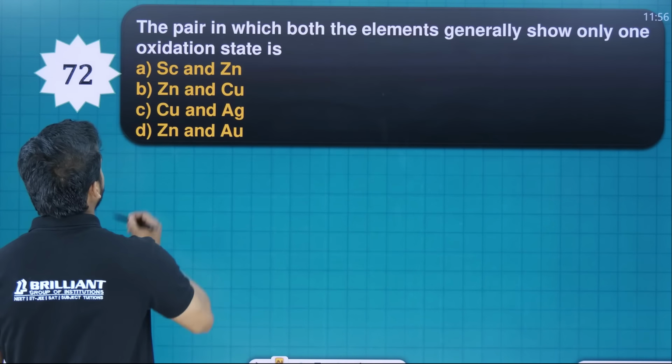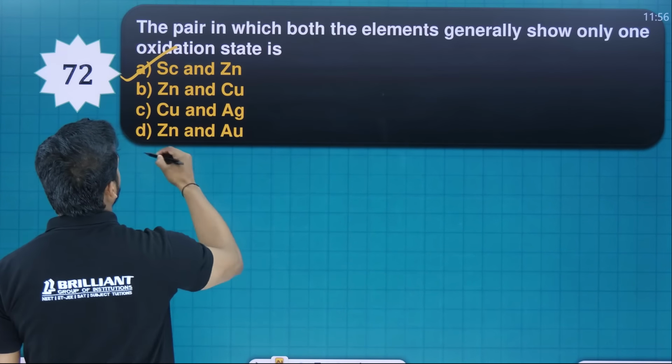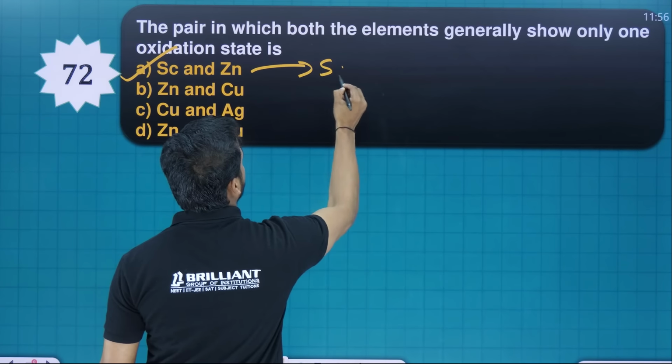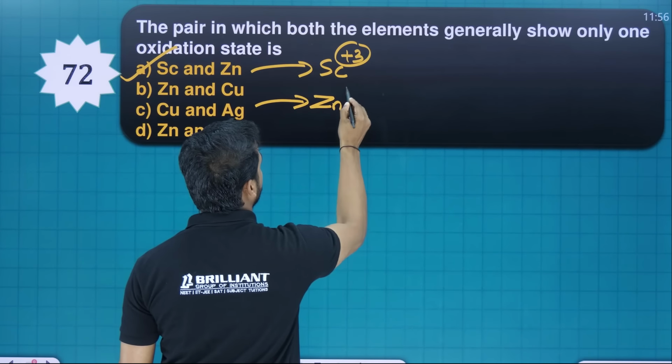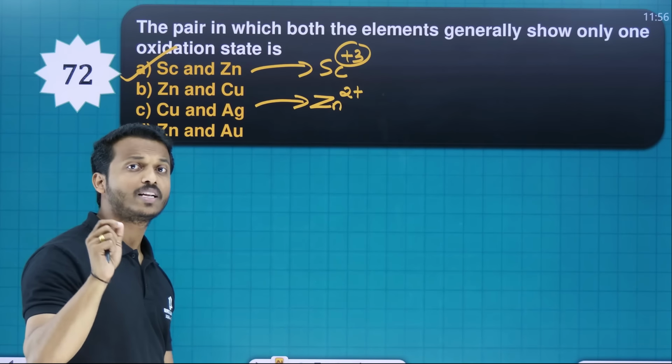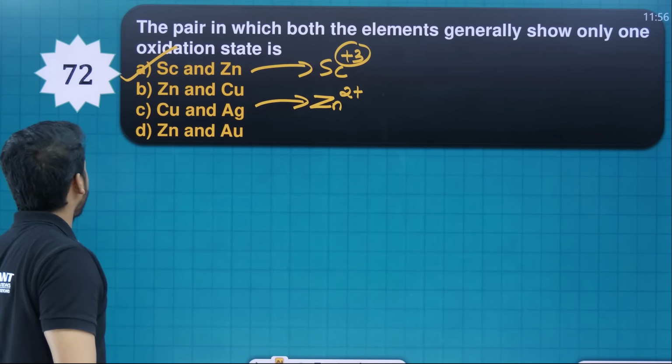That is our scandium and zinc. We studied that scandium shows only one oxidation state, +3, and what is the oxidation state of zinc? Always +2. Scandium and zinc show only one oxidation state.